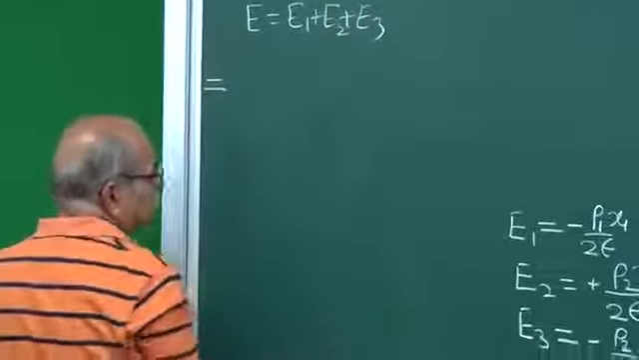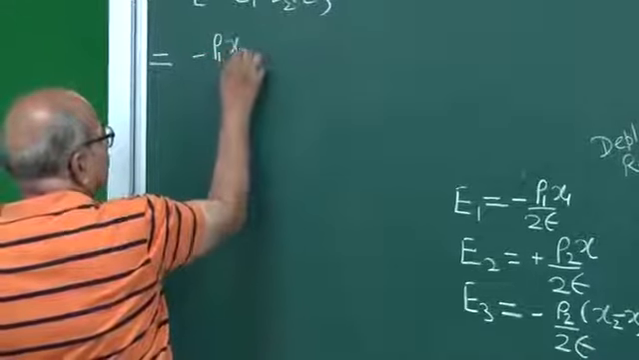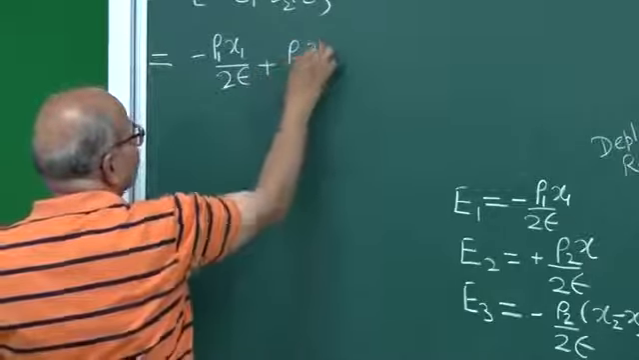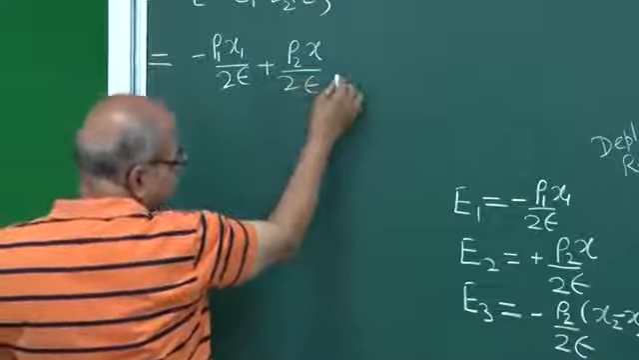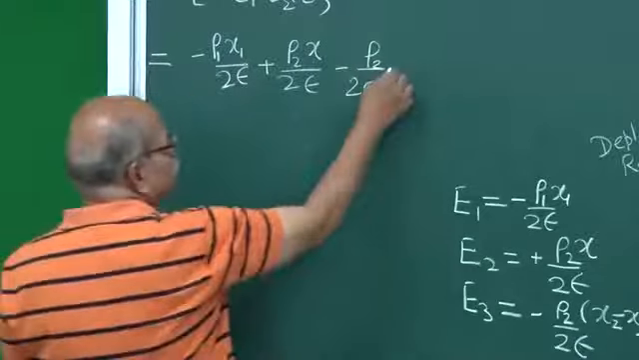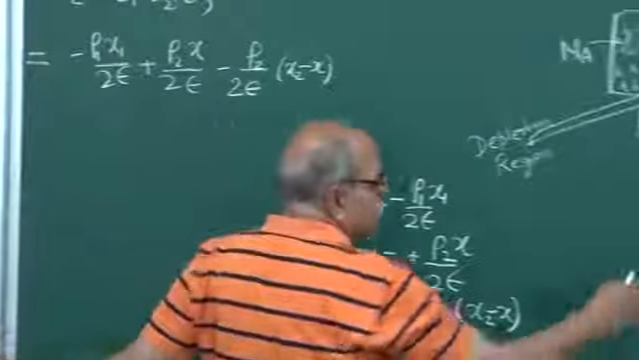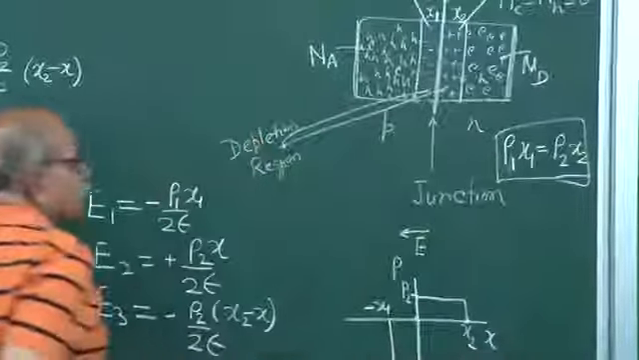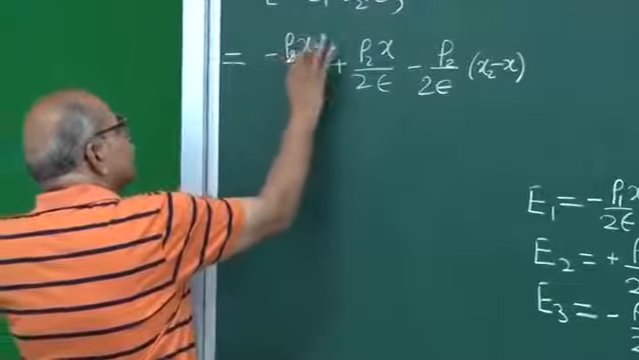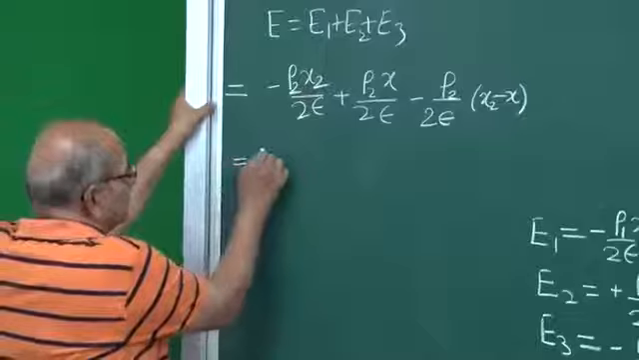and that is minus rho 1 x1 over 2 epsilon naught plus rho 2 x over 2 epsilon naught, and then minus rho 2 over 2 epsilon naught times x2 minus x. And this rho 1 x1 I can write as rho 2 x2 from here. So this is rho 2 x2, and I can just replace it here itself. So you see rho 2 over 2 epsilon is common, I can take it out.